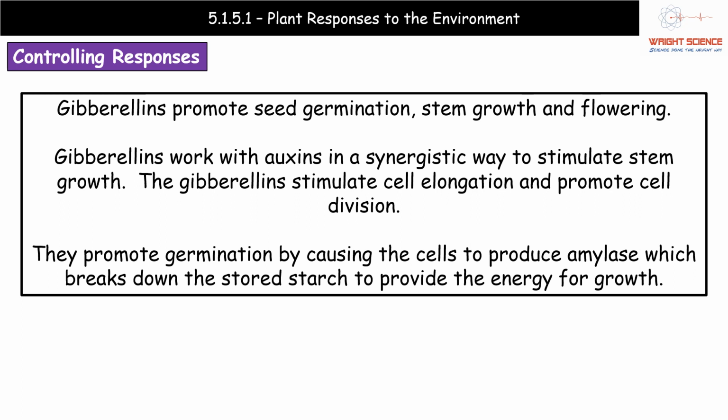In terms of how they promote this seed germination, inside our seed we obviously have stores of starch. That's how our seed is going to have energy reserves ready for respiration when germination time is there. So these gibberellins actually produce amylase, which is an enzyme that breaks down starch, and that means when we've got that gibberellin present, we produce the amylase, which breaks down the starch. That means we now have glucose ready for respiration, providing the energy for all of those processes for the plant to grow.